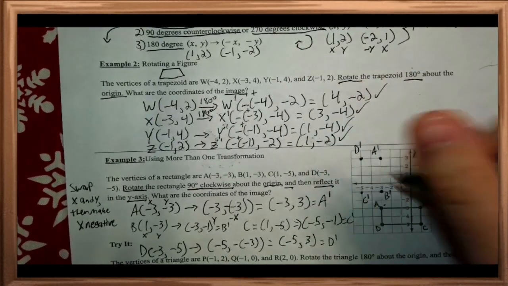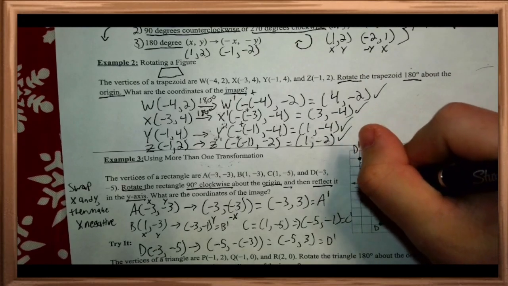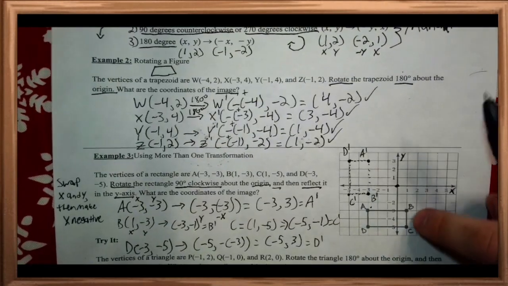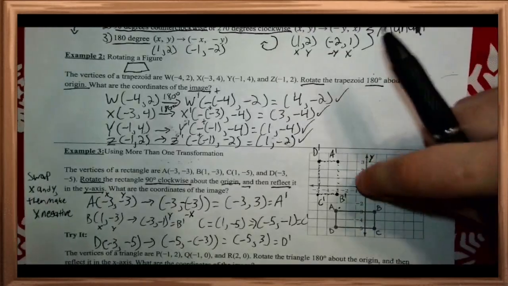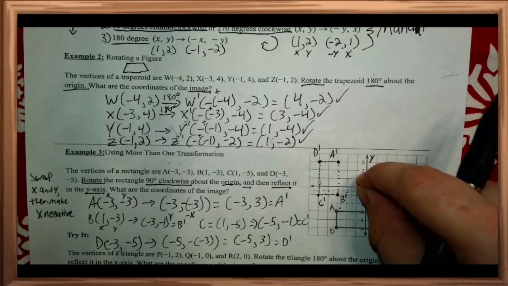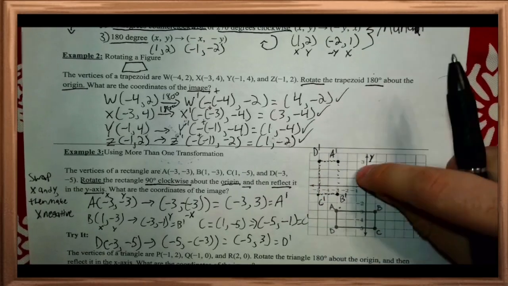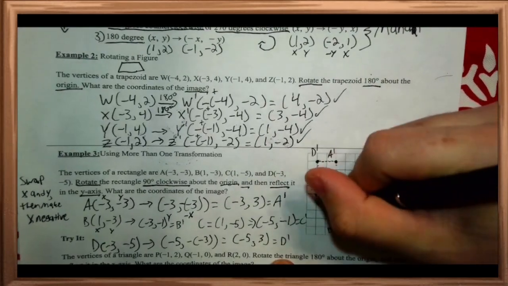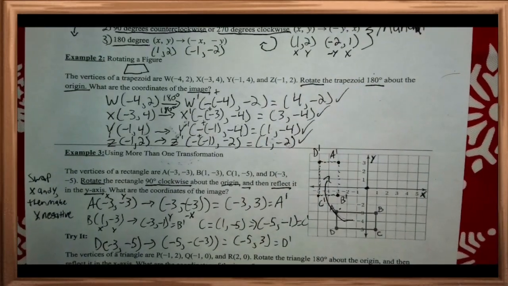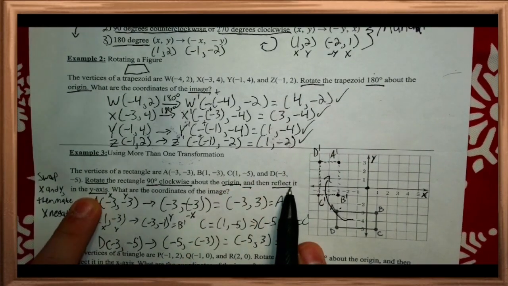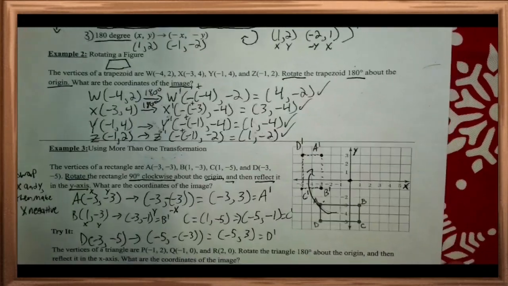There's D prime. So, I'm going to put some dotted lines here because we're not done yet. We're almost there, but we're so close. This is when I rotated around the origin, the center of rotation, right? Over 90 degrees to the right, right? I went zoom, 90 degrees to the right. And then it says, and then reflect it in the y-axis.